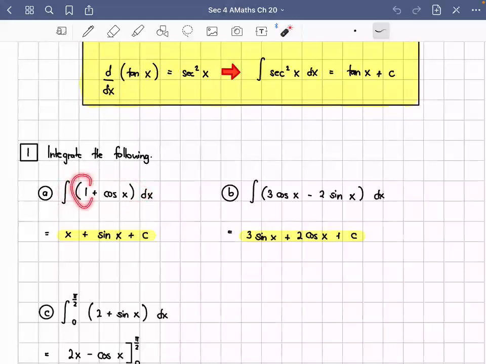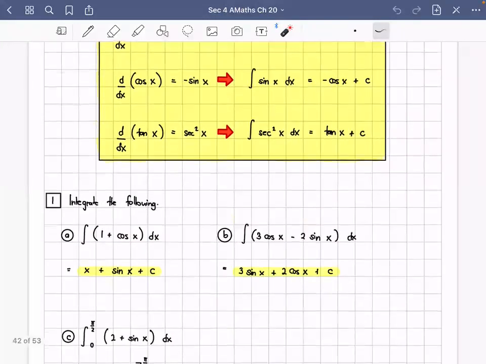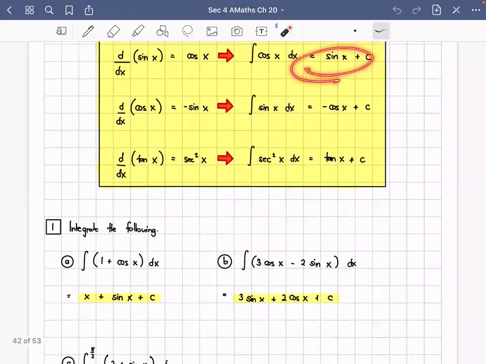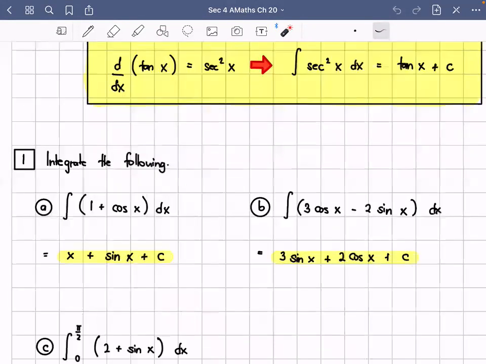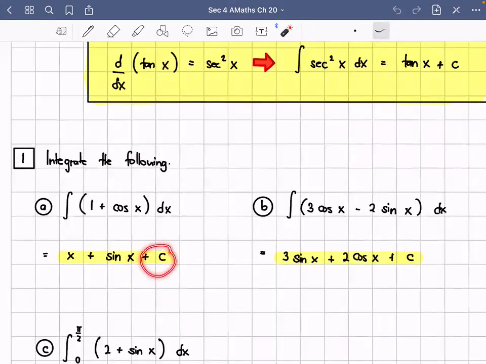So the antiderivative of 1 is simply x. I think everyone knows that. And then the antiderivative of cosine x from here is sine of x. And then don't forget your plus c. So yeah, this is your answer for letter A. Again, you need to get the antiderivative of each. So antiderivative of 1 is x. Antiderivative of cosine x is sine x plus c.